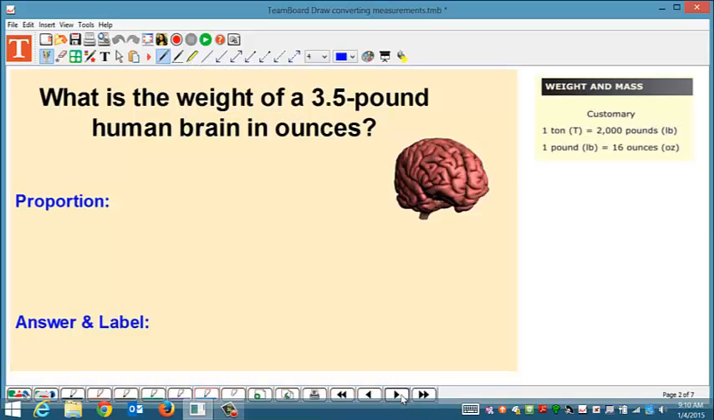So we're just going to start off with an example. First of all, you will need your mathematics chart. Your mathematics chart gives you conversion amounts within the systems.